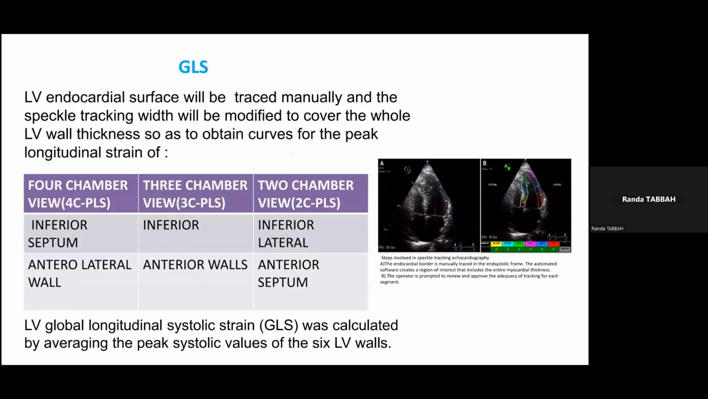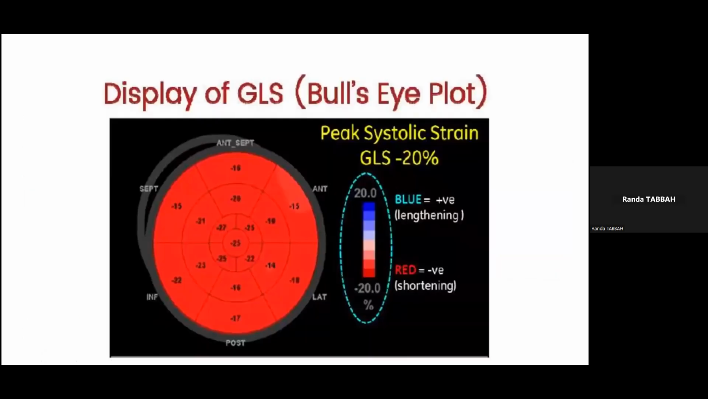So you can see here we have to use the 4-chamber view, the 2-chamber view, and the 3-chamber view. And we need to put points here so the machine will give us the evaluation of each wall alone. Then you will have a summation of all these walls, and we will have this display, which is the bullseye plot.